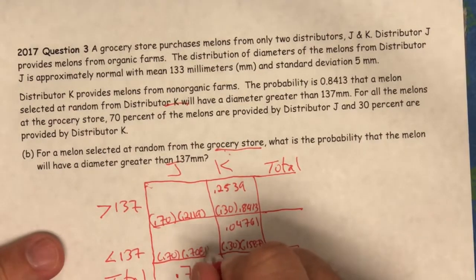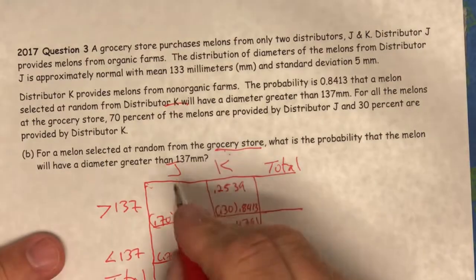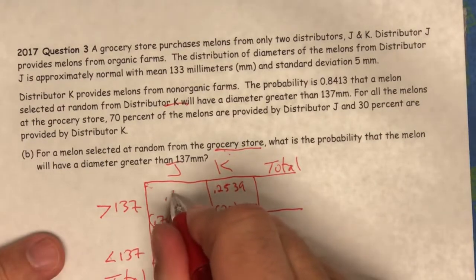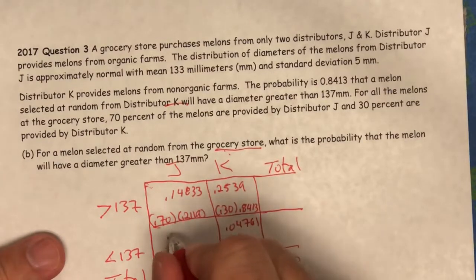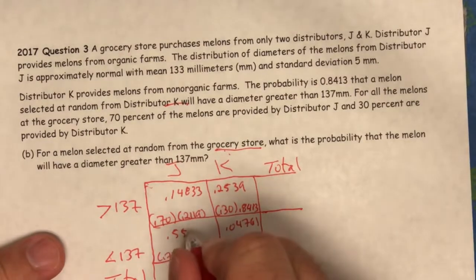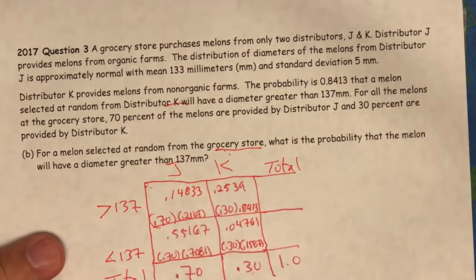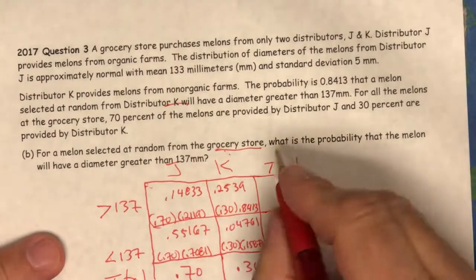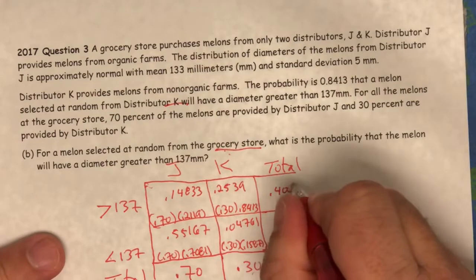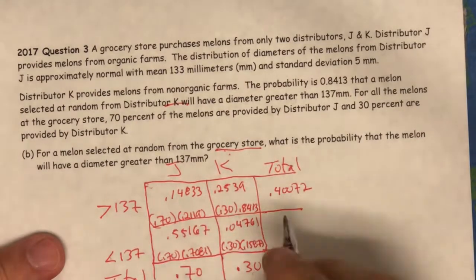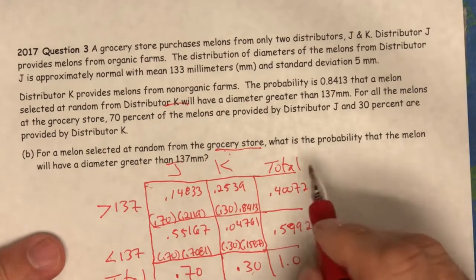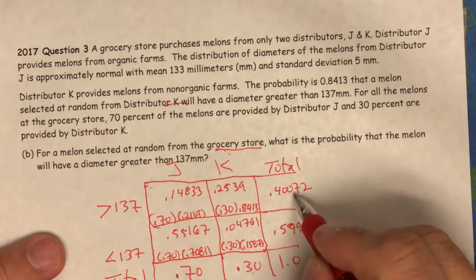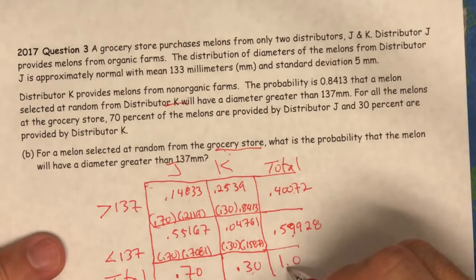When I multiply those values out, this sums to 0.14833, and this sums to 0.55167. So summing across, this is 0.40072, and summing across, this is 0.59928. And if I've done everything correctly, these two together will sum to one whole.